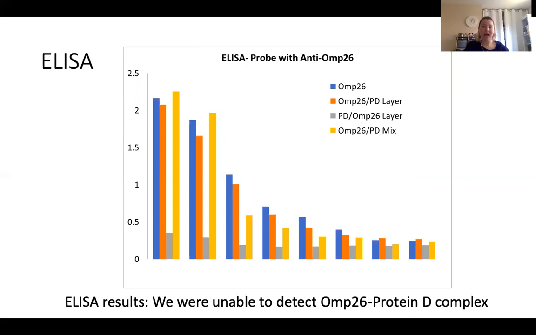And the issue we were having was when we would coat it with protein D, for some reason, OMP26 would not stick. But if we coated it with OMP26, protein D would stick. And there were issues being had with this experiment. So in conclusion, we were unable to detect that there was binding between OMP26 and protein D, and if there was a complex occurring there.